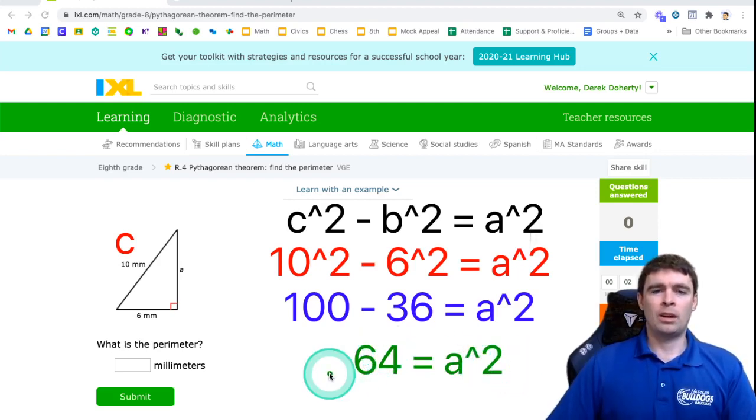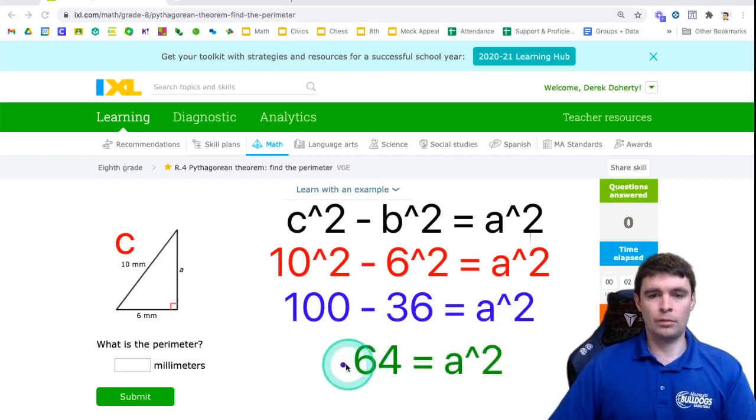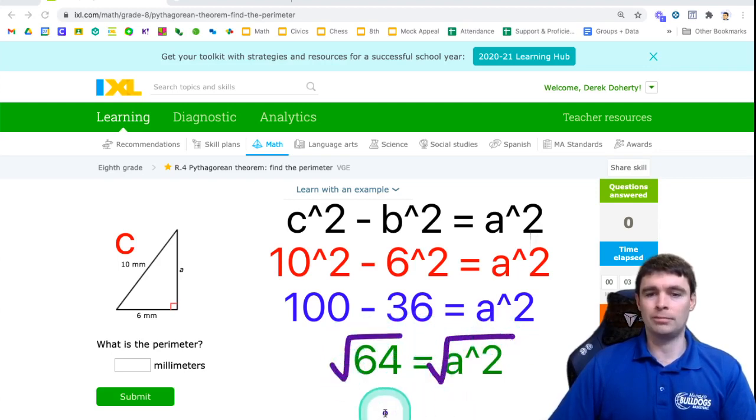And some number squared is 64. I want to know what that number is. If I don't already know, 8 times 8 is what makes 64. I could take the square root from both sides of this equation, and that square root of 64 would tell me A needs to be equal to 8.